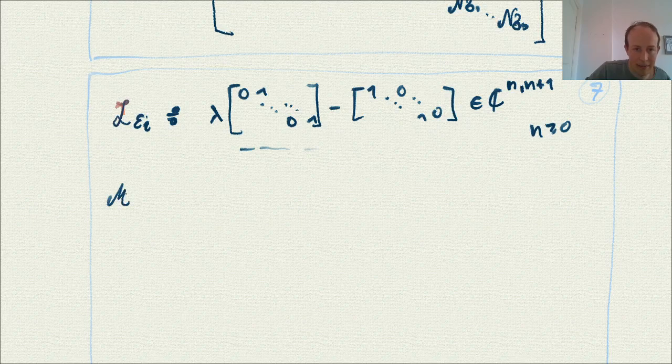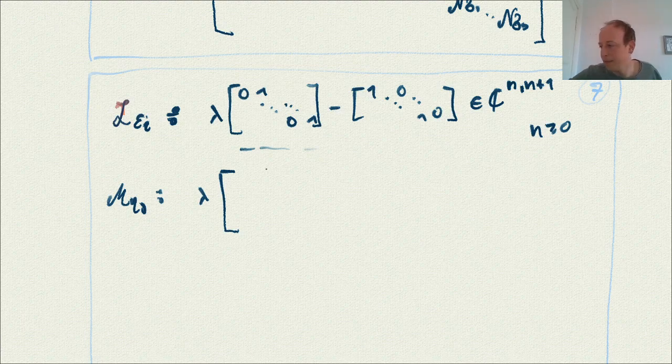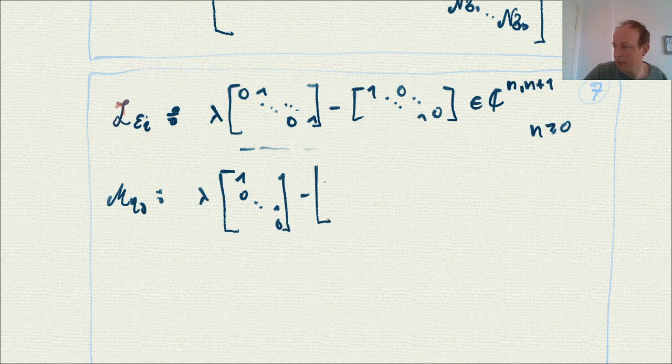Then these eta blocks, they look like the transpose of them. They have more rows than columns: lambda, 1, then minus, 0, 0, 1, 1 again, and they are in C eta plus 1 times eta.